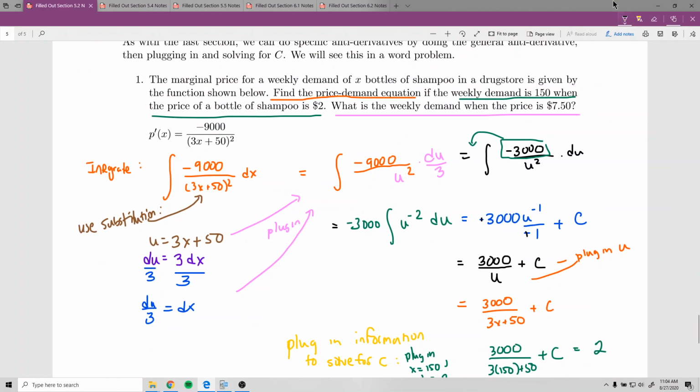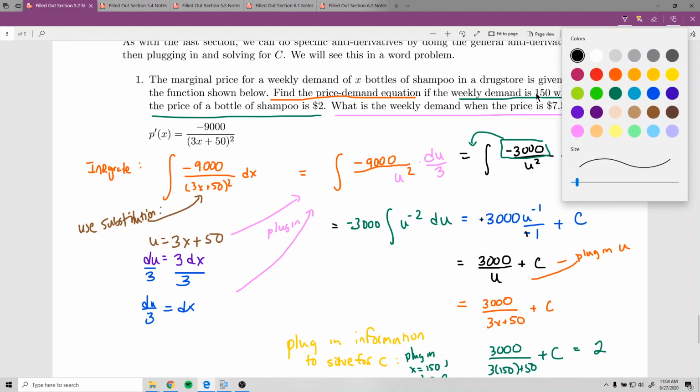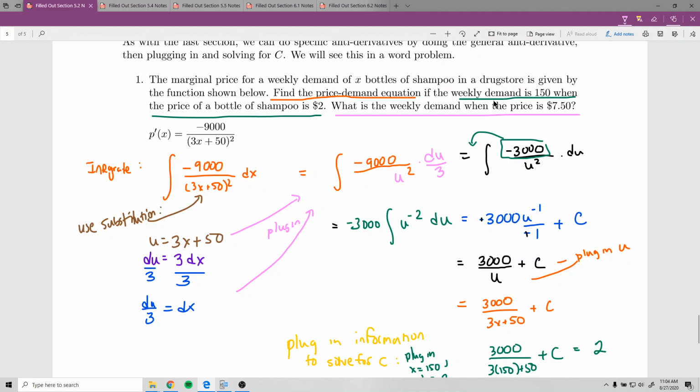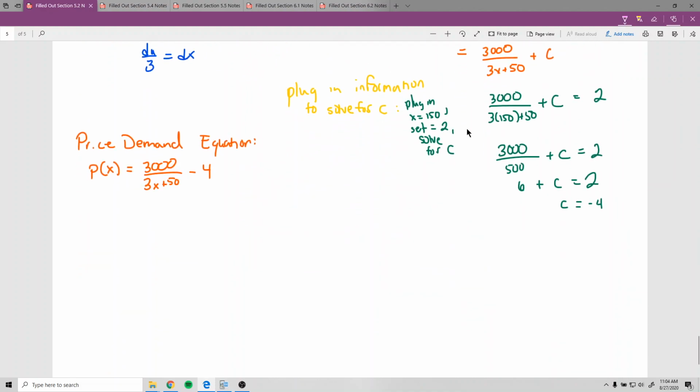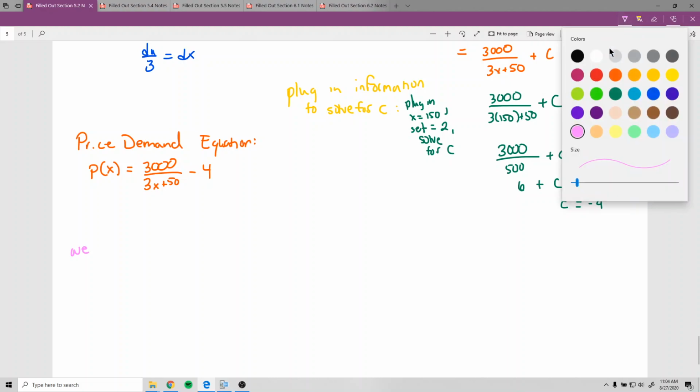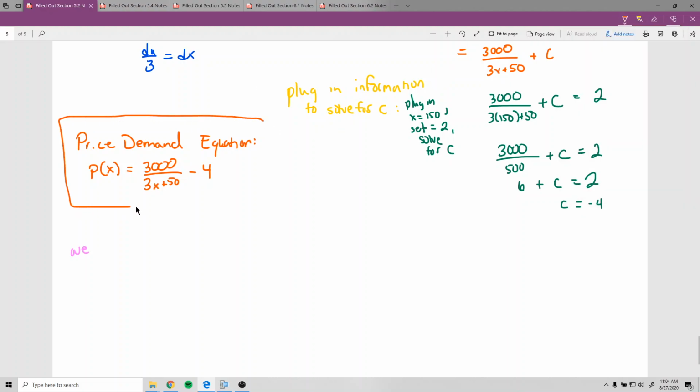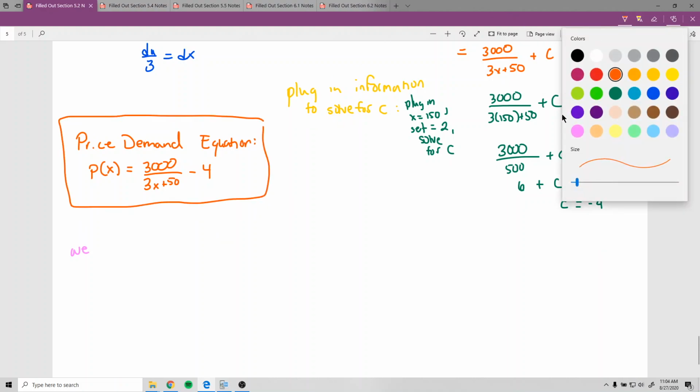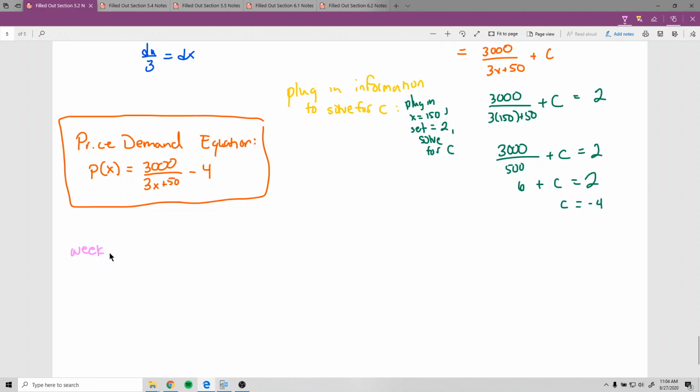All right, so we did pretty much the hard part. We figured out the price-demand equation if the weekly demand is 150 when the price of a bottle of shampoo is $2. And next it asks, what is the weekly demand when the price is $7.50? Let me go ahead and box that in to make it more clear. That's our answer. So what is the weekly demand, or what is X? That's what X is representing when the price is $7.50.